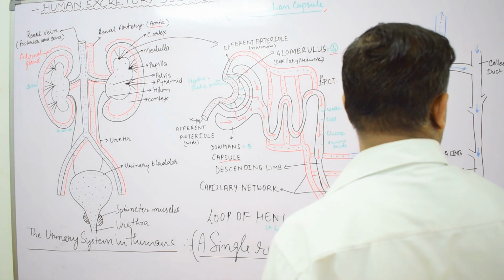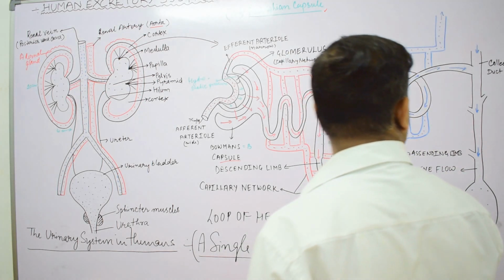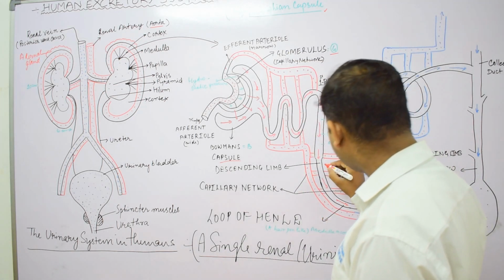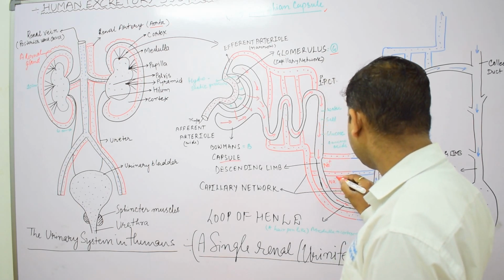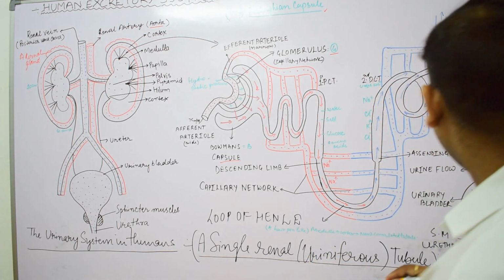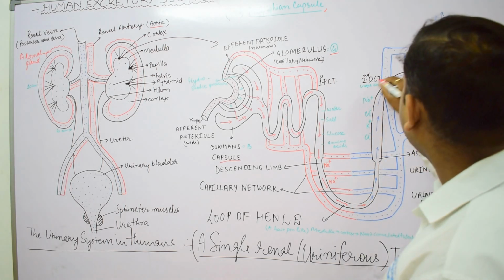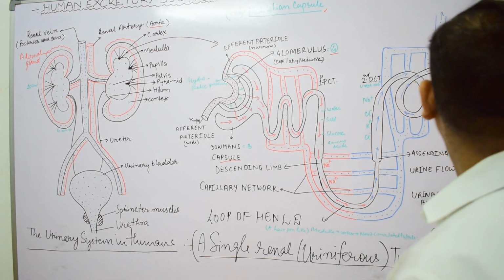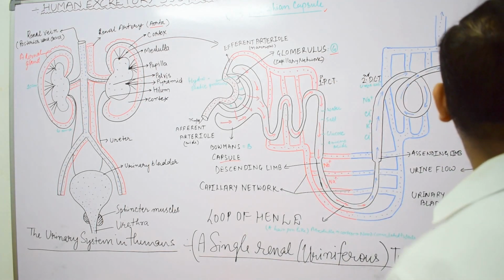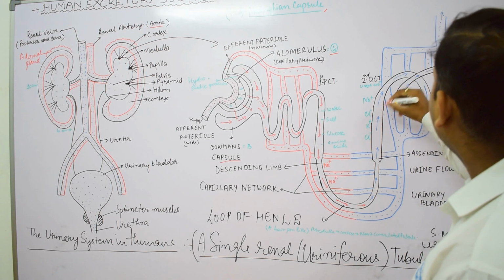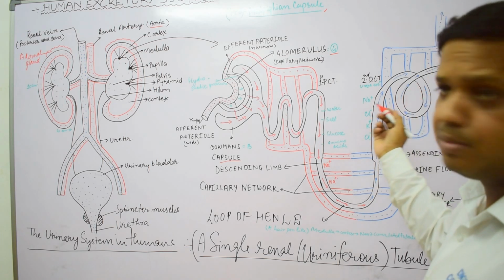Now we'll see the loop of Henle. Here some absorption of sodium ion takes place. Which ion is absorbed? Basically sodium ion is absorbed due to the loop of Henle. Then all the filtrate will be passed to the second distal convoluted tubule. Distal means further away from the Bowman's capsule.